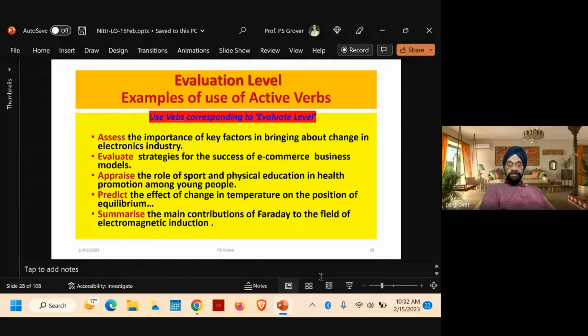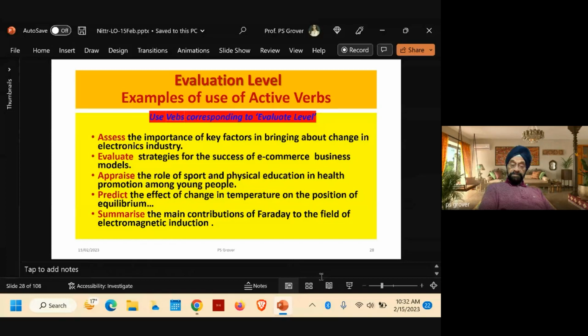Similarly, evaluate strategies for the success of e-commerce business models, or appraise the role of factors to predict the change of temperature. Now, please see here, in the evaluation level, there is a comparison, there is an estimation, there is a summarizing of what is done. This can be done only when a student is well versed in the lower levels. So I want to train my student to be a good evaluator.